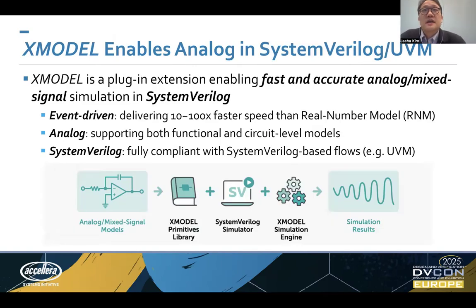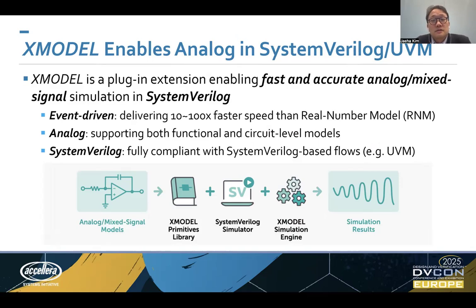Among them, the first challenge can be addressed by using XMODEL, which is a product developed by Scientific Analog. To give you a brief introduction, XMODEL is a plugin extension that works with the existing SystemVerilog simulators like VCS, Xcelium, and Questa, enabling very fast and accurate analog mixed-signal simulation. It has a very powerful event-driven algorithm that delivers a much faster speed compared to real number models describing the equivalent circuit. And when it comes to modeling analog circuits, it can support both functional models and circuit-level models. I'll describe more detail about this shortly.